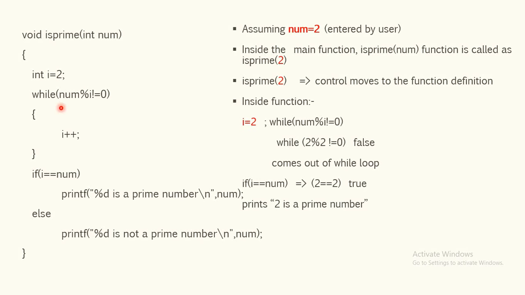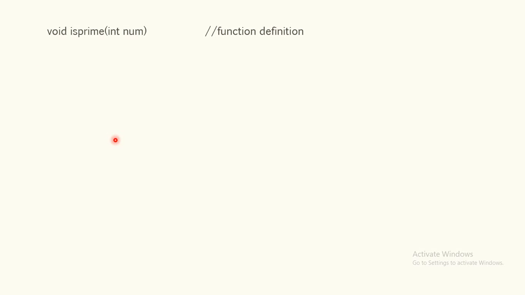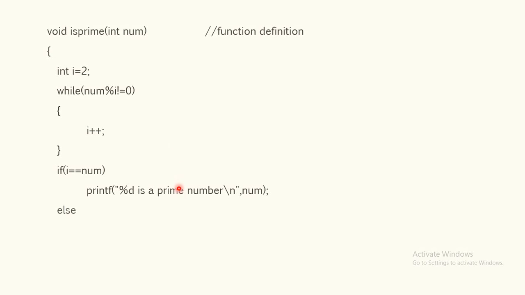Here with the while loop we are checking whether it has any factors. From 2 onwards it will keep checking whether that number is completely divisible. If it is completely divisible, then we check whether i is double equal to number, that is, whether it is the same number. Then we say that it is a prime number. If not, we mention it is not a prime number. And this is what we have written as a function definition.